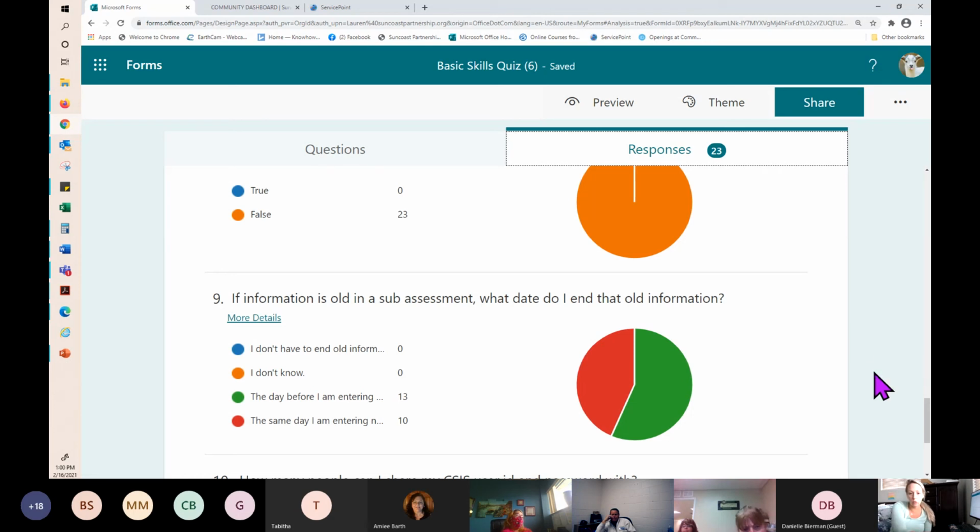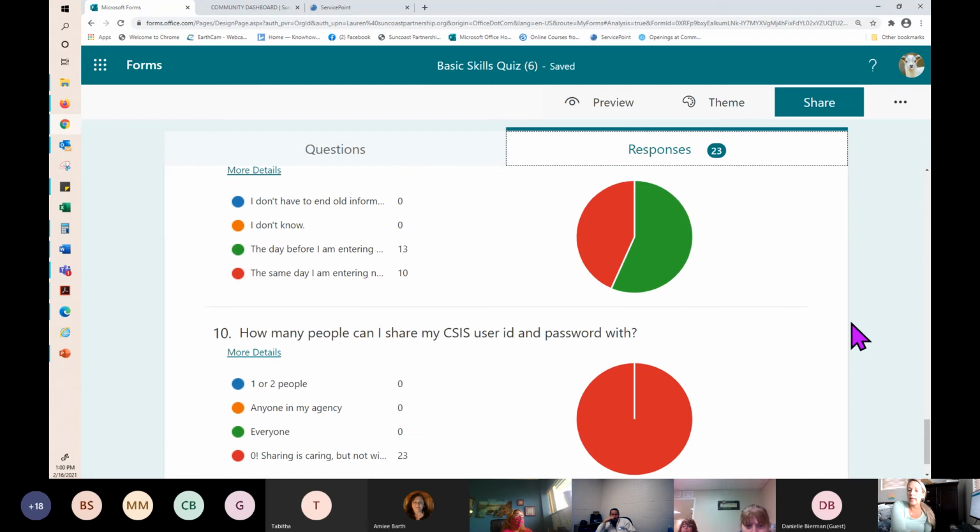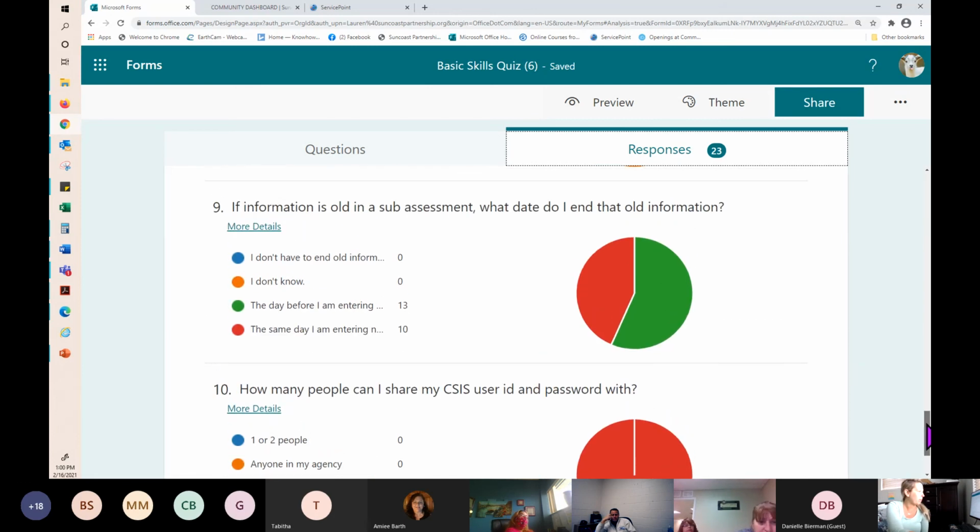If information is old on a sub-assessment, what date do I end that old information for? All old information should be entered for the day before. We always want to end our sub-assessments, so those are those pop-up questions, for the day before we're adding new information. We only briefly went over that, but just keep in mind that when we end that old information for the day before, it's so that the system is showing that on the day before, I'm adding this new information, that old information ended.